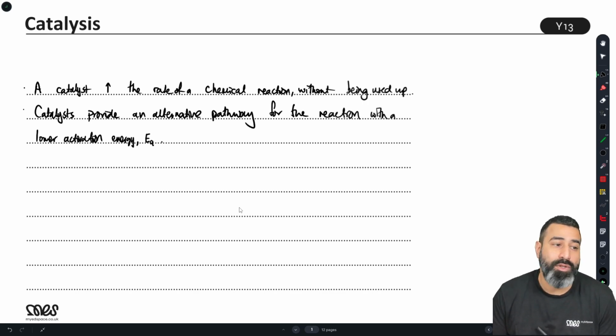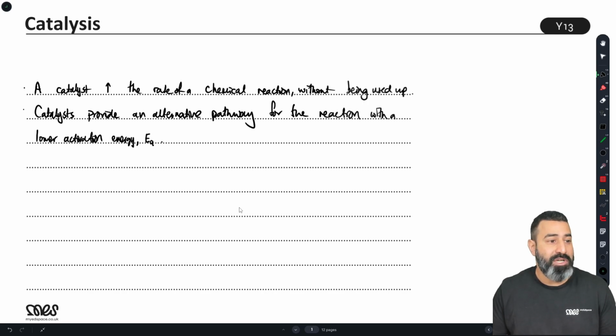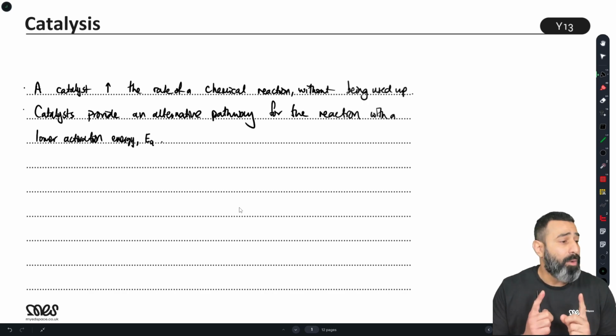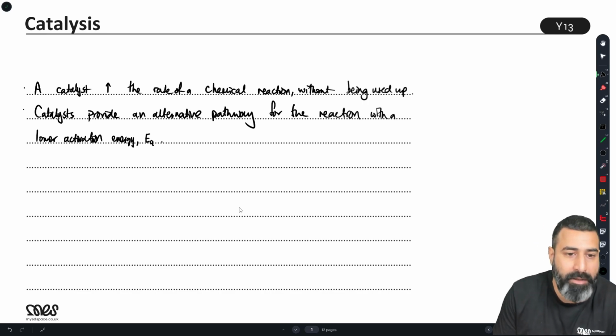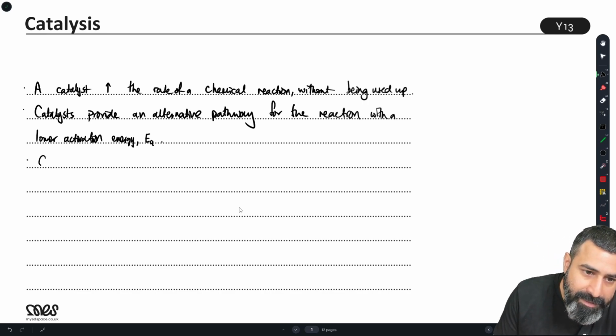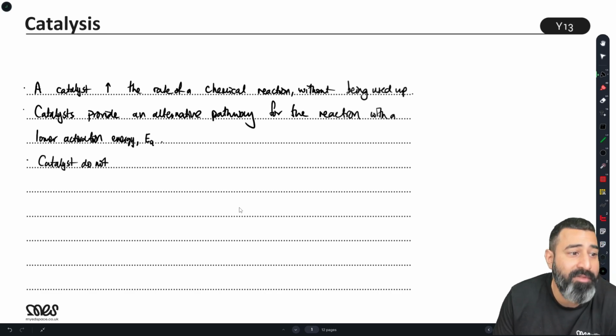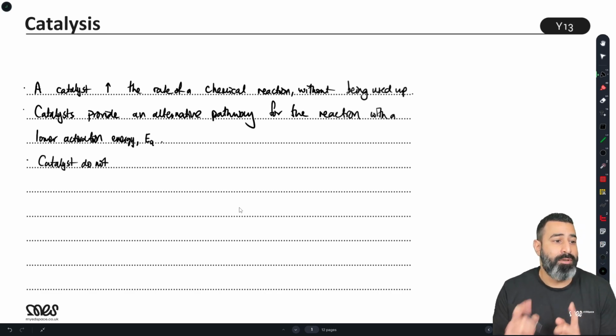Now, catalysts don't affect delta G, delta H, or delta S, but they do affect the activation energy, EA. When we're looking at equilibria, catalysts speed up both the rate of the forward reaction and the reverse reaction, but they have no effect on the position of equilibria. Okay, so it's just worth getting this down. So catalysts do not affect, so they have no effect on the position of equilibria.